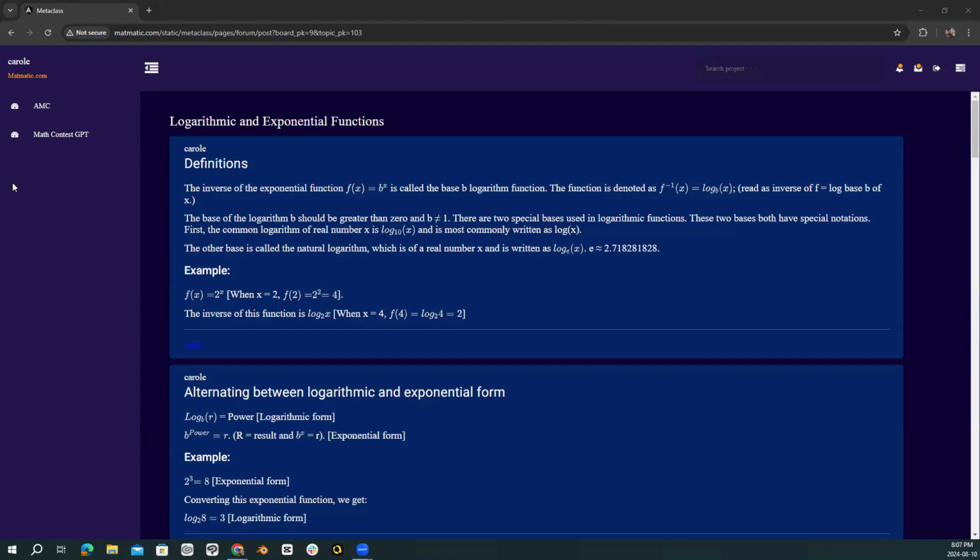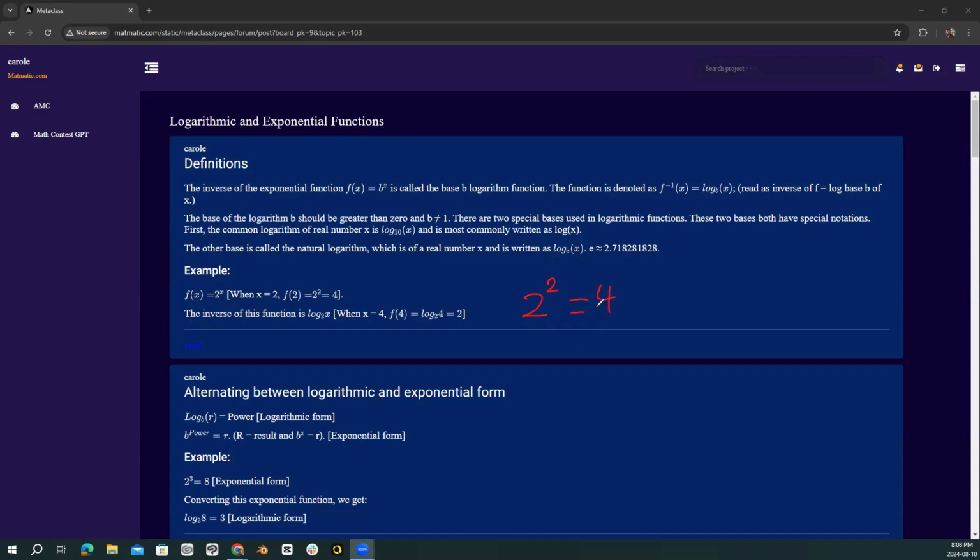I'm sure we all know what an exponential function is. It's just like 2 to the power of 4, or 2 to the power of 2, which is equal to 4. Basically, this is an exponential function.